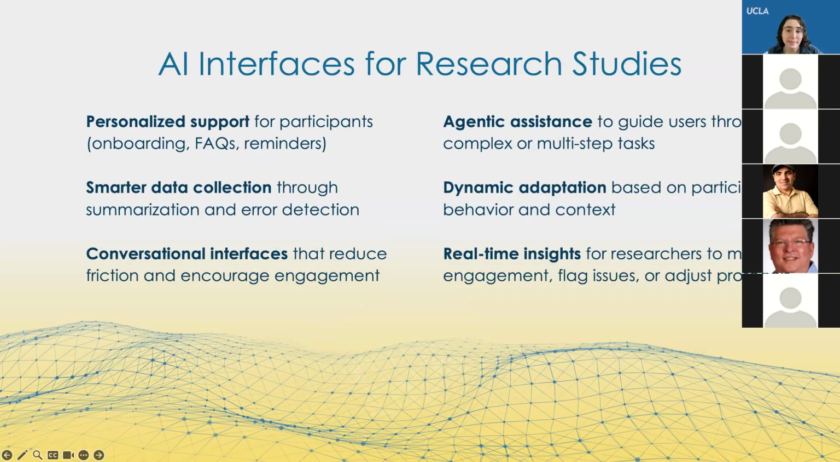So here are some ideas of how AI interfaces can really help with research studies. This includes providing personalized support for the participants. This could be, for example, help with onboarding or a chatbot that answers FAQs. Agentic assistance to guide users through complex or multi-step tasks can be very helpful in moving the participants through the study. Or smarter data collection. So there's a lot of areas where we can summarize the data and detect errors and send an alert to the researchers about what is happening with the data collection.